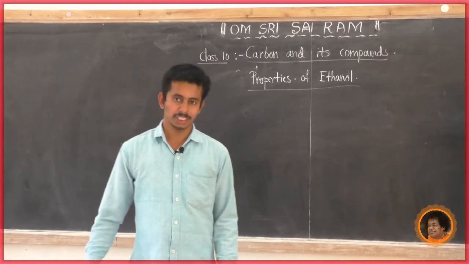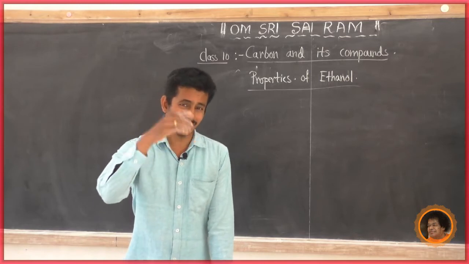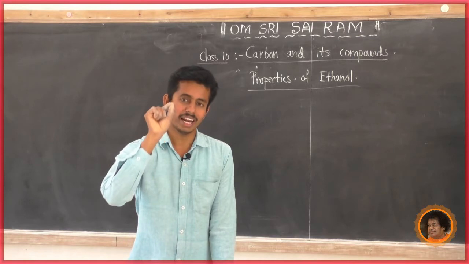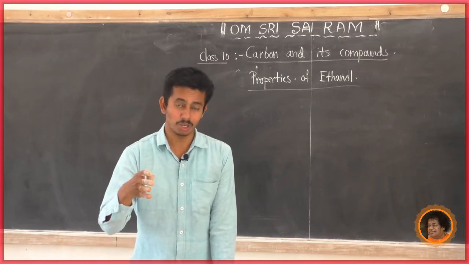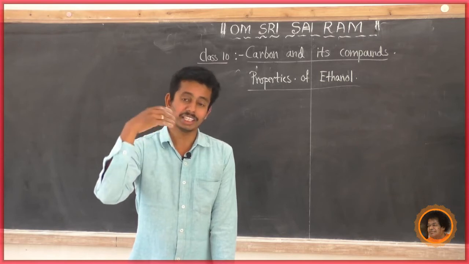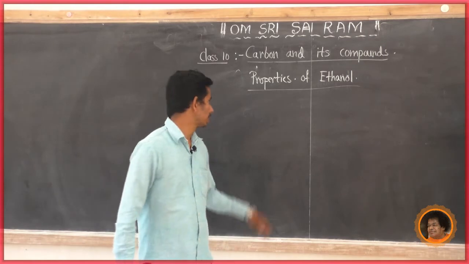Some important carbon compounds: ethanol and ethanoic acid. Ethanol and ethanoic acid are very important carbon compounds. Why are they important? Because we are using ethanol and ethanoic acid in our daily life. So it is very important. First one is ethanol.